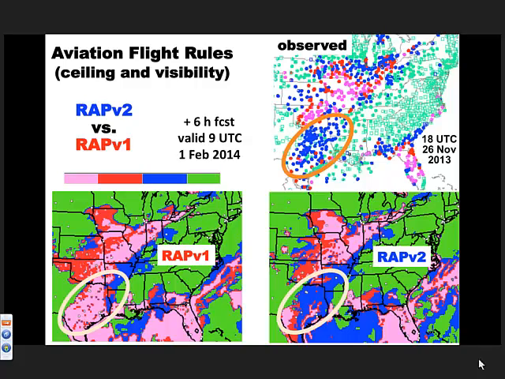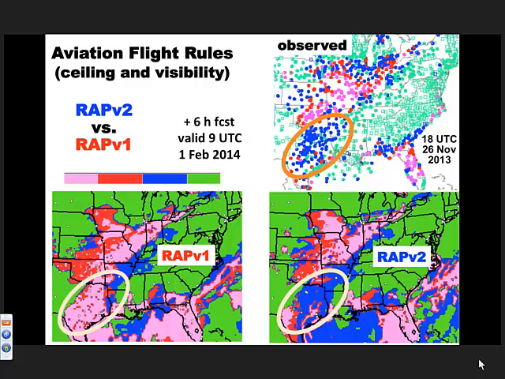let's see here. This is another case here with improved. RAP-V1 was going with too low ceiling over East Texas there. A better depiction with MVFR from RAP-V2. So another case here looking at improvement.